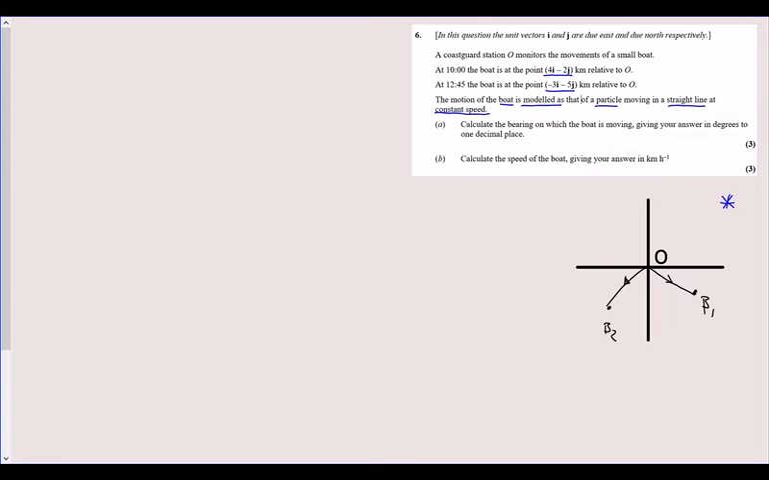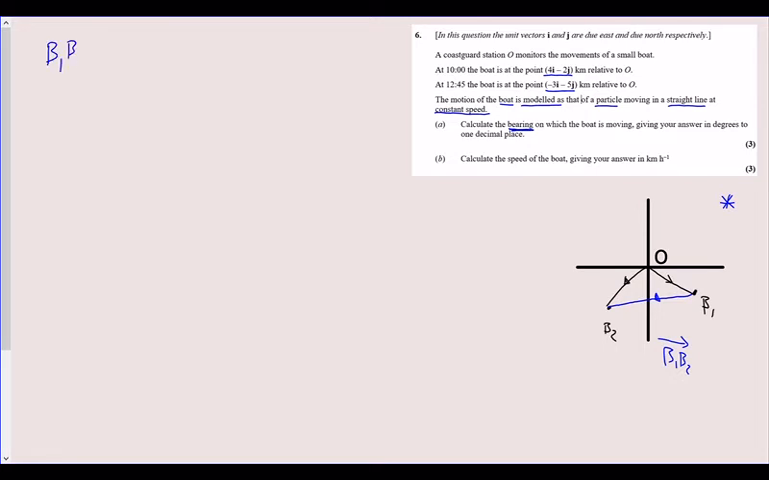And I can see that B1 represents the position at 10 o'clock, B2 is the position at 12:45. So therefore, because it's traveling in a straight line, then it must have traveled that line there. So I can think of that as a vector in its own right. So the vector B1 to B2. Once I know that vector there, then I can start using that to find the bearing. So let's find the vector B1, B2.